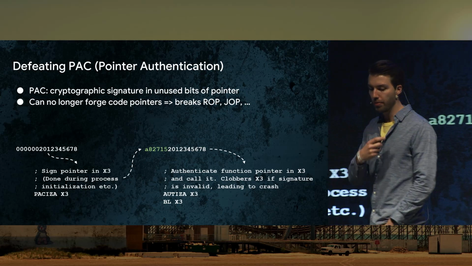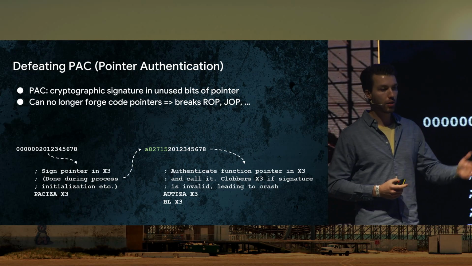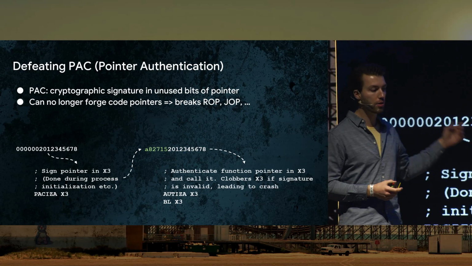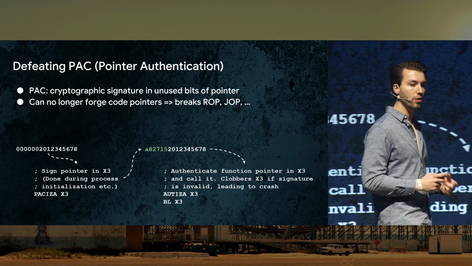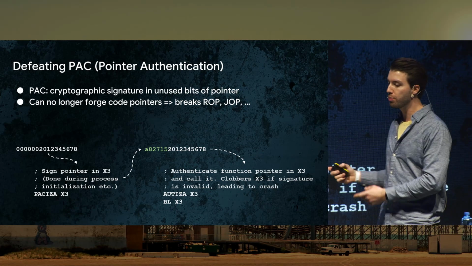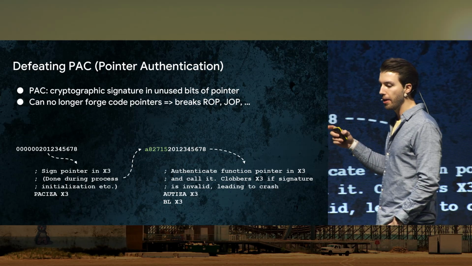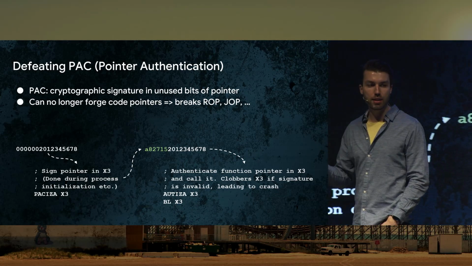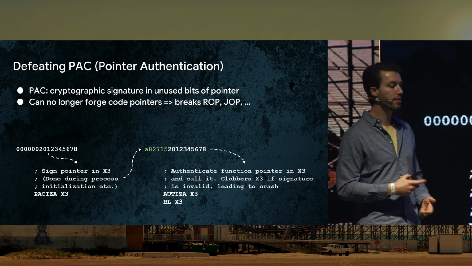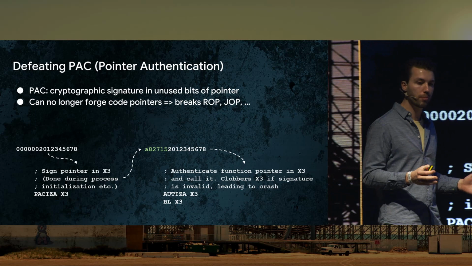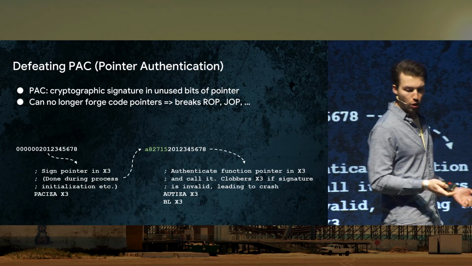Yeah? So at the bottom, you can kind of see how PAC works very briefly. Like you take a normal pointer, the top bits are all unused. You run it through one of these PAC sign instructions, and that puts the signature in the top bits. And then if you want to use this pointer, you first run it through one of these authentication instructions. If that succeeds, if the signature is valid, then the top bits are cleared to 0, the address is valid. If the authentication fails, the top bits become some garbage, and if you then try to use it, you crash. Yeah. So this breaks ROP.